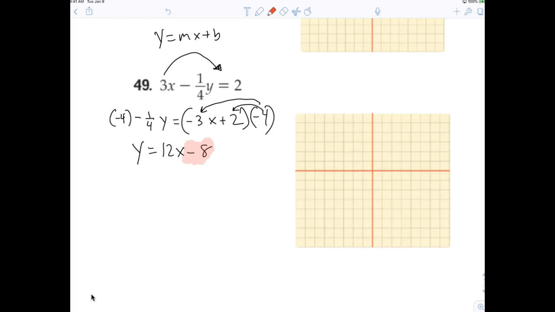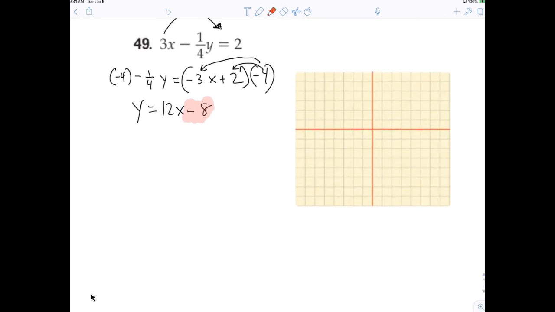All right, now how do I graph it? What do I do? Up 12? No, it's not that. The y-intercept: 0, negative 8. Welcome to the class. 0, negative 8. 1, 2, 3, 4, 5, 6, 7, 8. All the way down there. Now what? Up 12 and over 1. 8, 9, 10, 11, 12, over 1. And there's your line. Connect the dots.